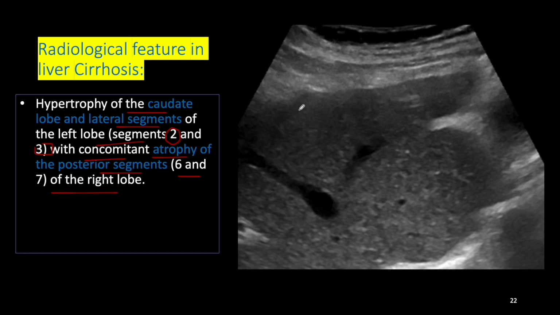Here in this diagram, this entire structure is the liver. You can see the liver echotexture is heterogeneous. These vessels are the hepatic veins. And this structure here is the caudate lobe. The caudate lobe has significantly enlarged in this patient. So caudate lobe hypertrophy is a feature of liver cirrhosis.